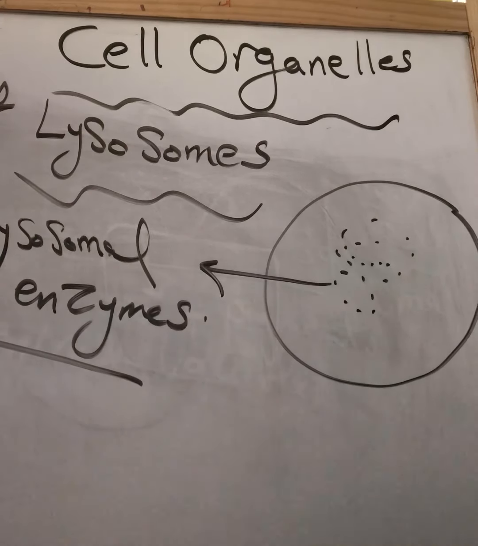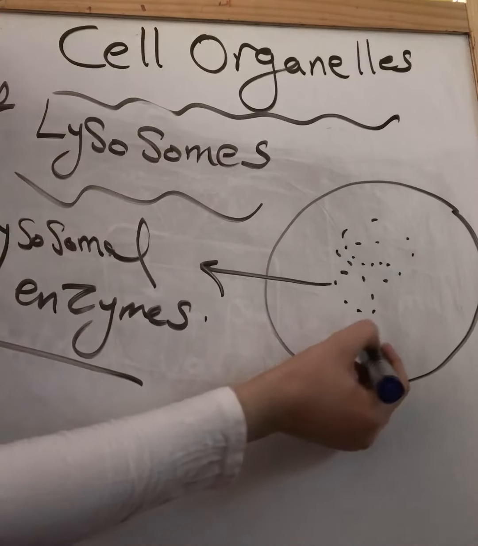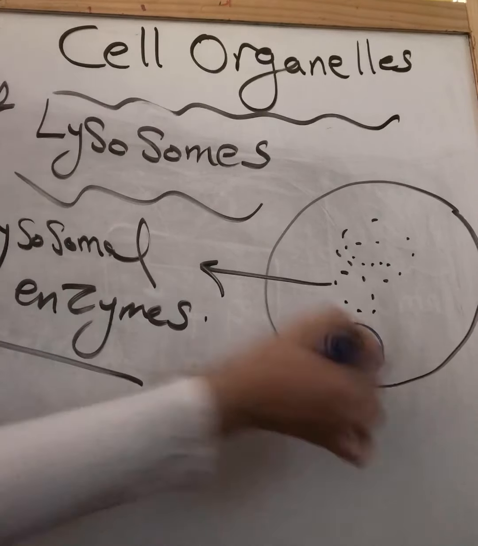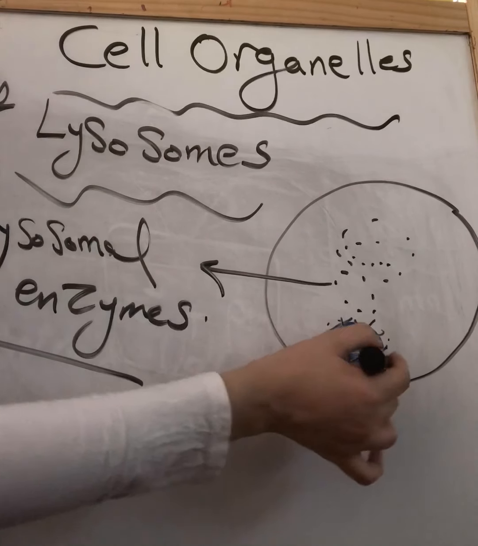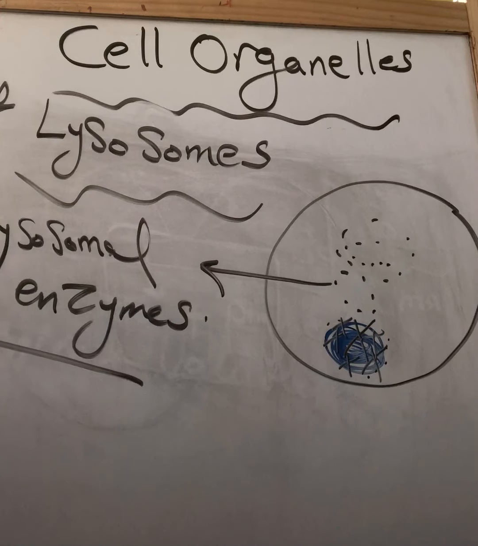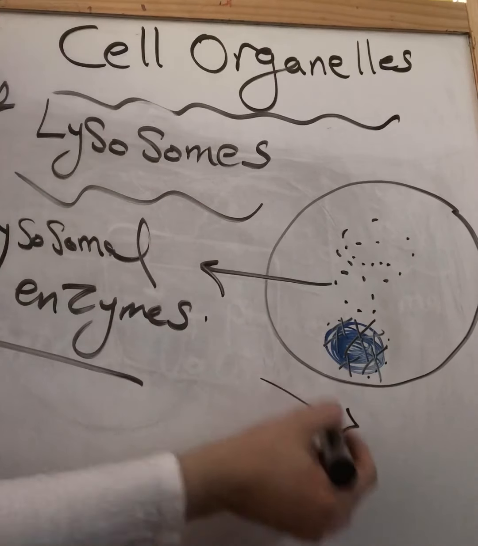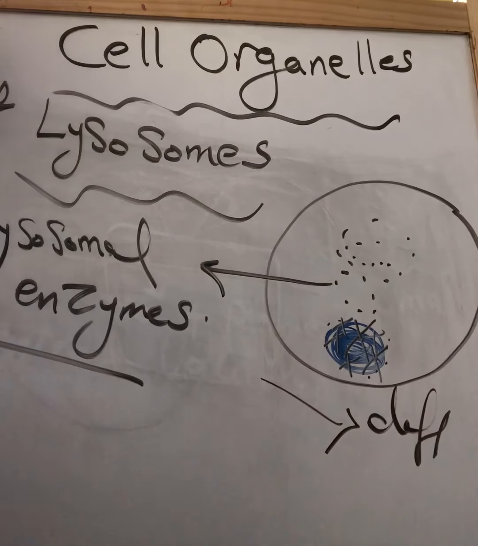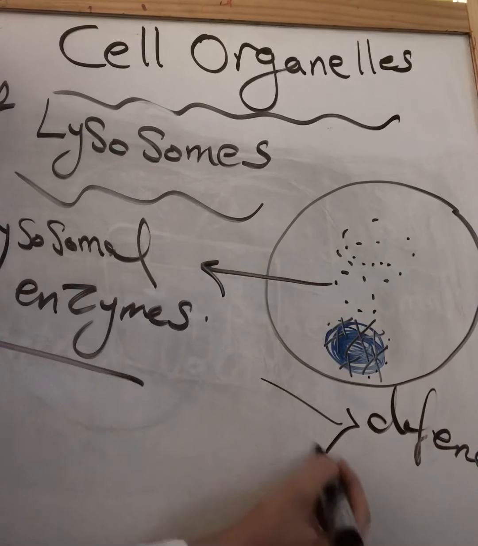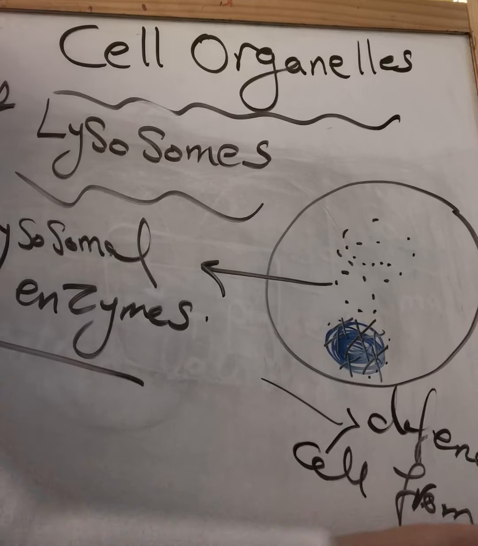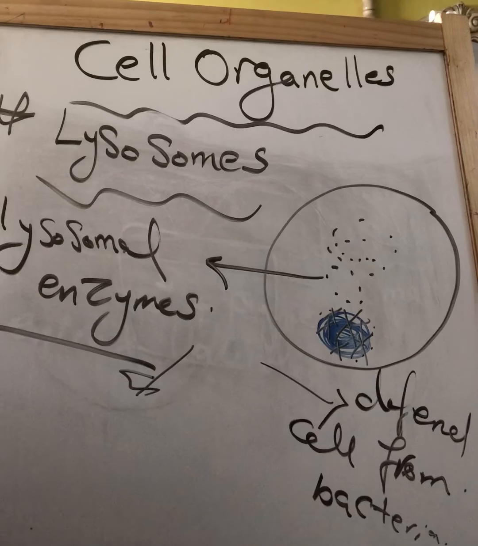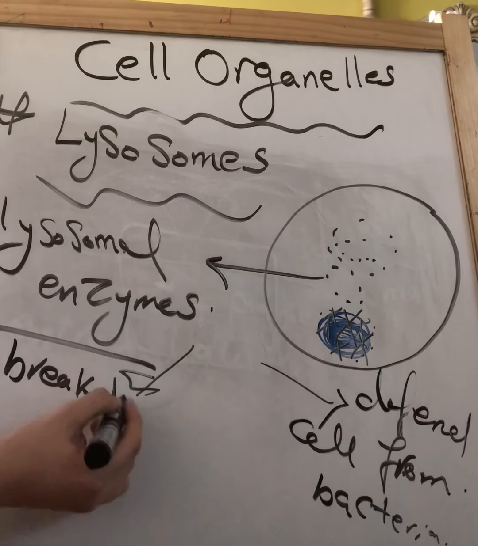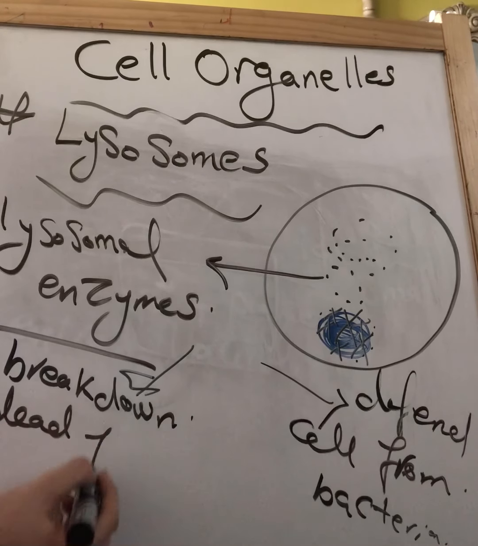So if there is an invading bacterium, the lysosome will engulf this bacterium inside, and lysosomal enzymes will start to break down the bacteria and kill the bacteria. So there are two functions for lysosomes. Number one, to defend the cell from invading bacteria. Number two, to break down the dead parts of the cell.